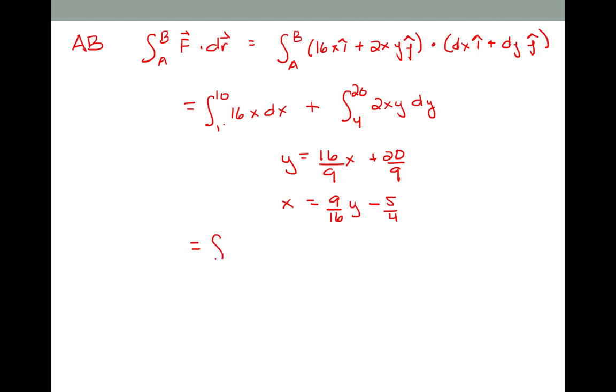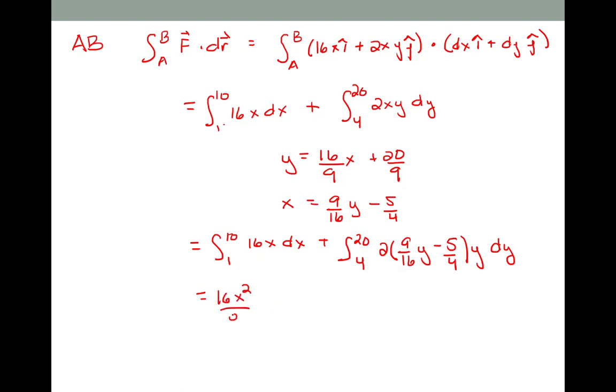I can now take this relationship between x and y and plug that into, oh, that is not an integral. I don't know where that came from. Try again. Integral from 4 to 20 of 2 times (9/16 y minus 5/4) times y dy. Okay, so this integral we've done. This is 16x squared over 2 evaluated from 1 to 10.